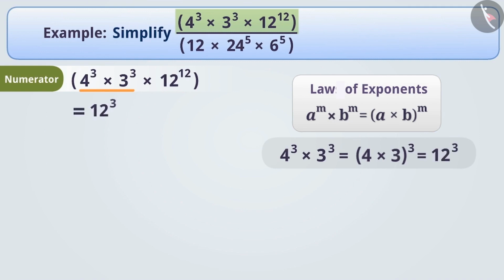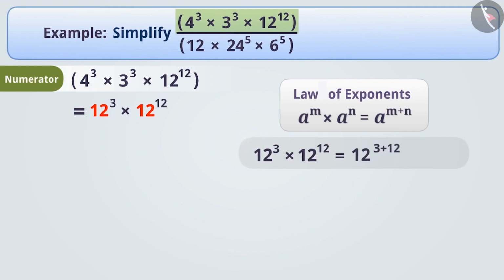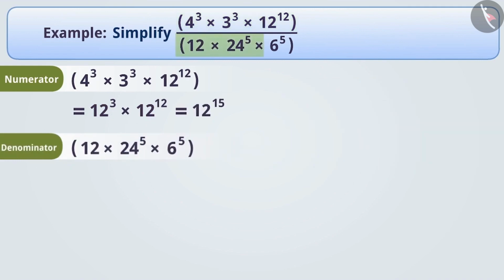Now we will solve 12 cube into 12 to the power of 12. Here, the base is the same, so we will use the law a to the power of m into a to the power of n is equal to a to the power of m plus n. Using this law, we get 12 to the power of 3 into 12 to the power of 12 is equal to 12 to the power of 3 plus 12, which is equal to 12 to the power of 15. Now let's solve the denominator.